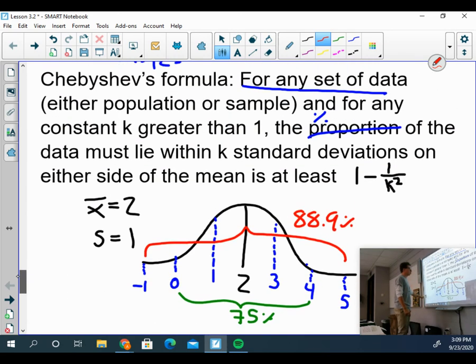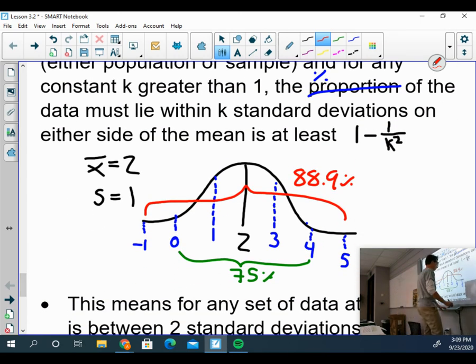Where do these percentages come from? This formula right here. Chebyshev's formula, 1 minus 1 over k squared, where k is a number. So how does that look here? Well, think about it. I told you that 2 standard deviations above and 2 below, at least 75% of the data, according to Chebyshev's, will be between those 2 values. How do I know that?